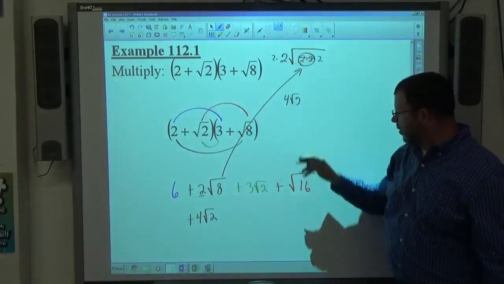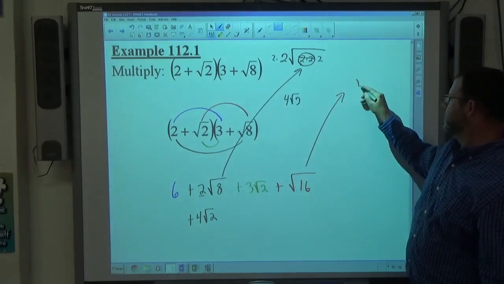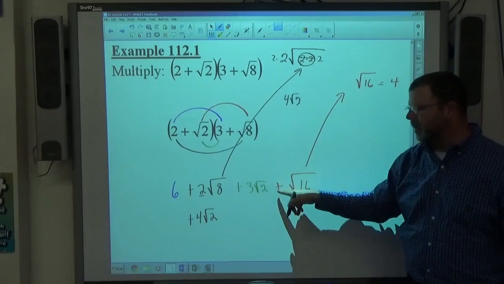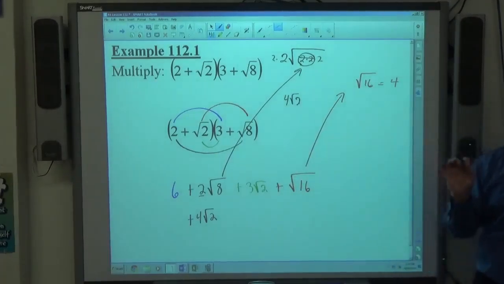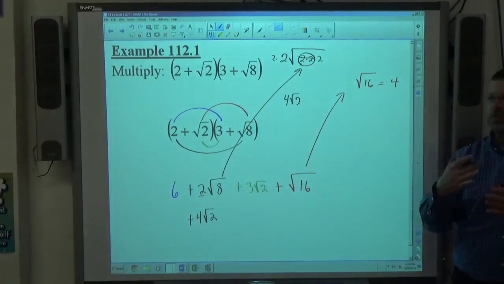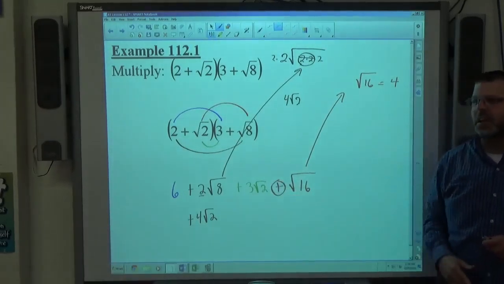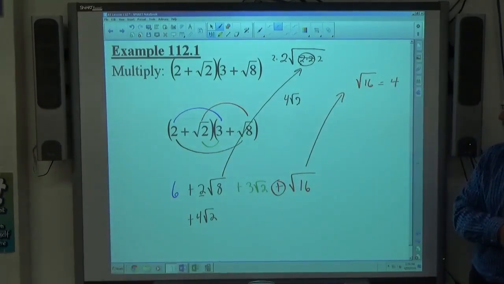If we look at the square root of 16, what does that equal? Plus or minus 4. It's going to be plus because it already has a plus sign there. If it was x squared equals 16, then x equals plus or minus 4. But if it's just evaluating a square root, if it already has a sign in front of it, that's the sign it's supposed to be, so it's positive 4.